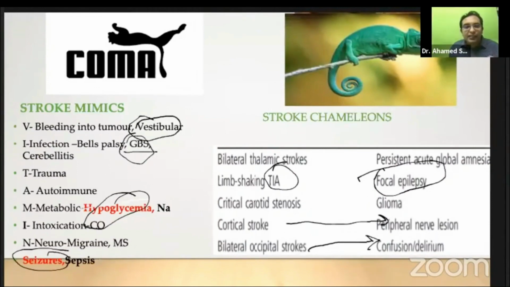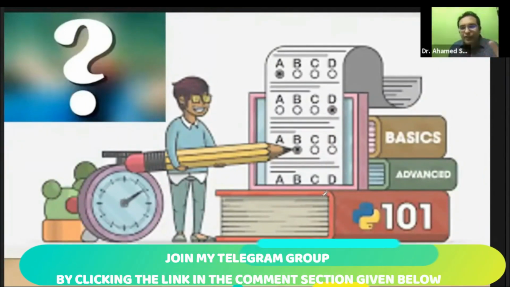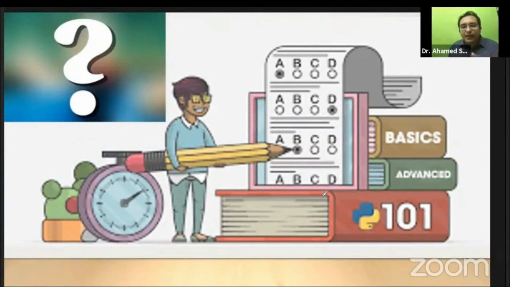So that is actually, these are the stroke chameleons, and it's important to differentiate. So what I have done till now is to give you how to approach the questions, how you have to read the textbook, some parts you have to emphasize, or I've tried to cover the stroke basics. Rest of the advanced part I will cover in the next portion.